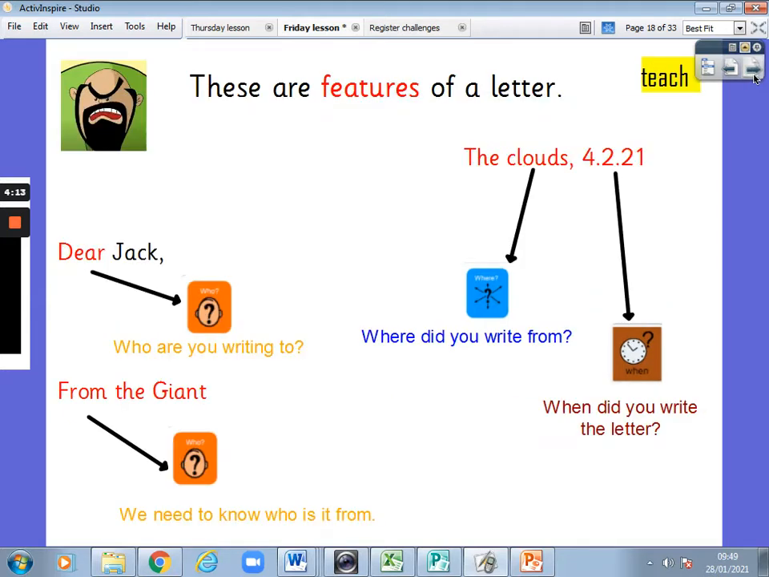So what are the features of a letter? Where did you write the letter from? When did you write the letter? And who, using dear, who are you writing to? And from, we need to know who is it from.